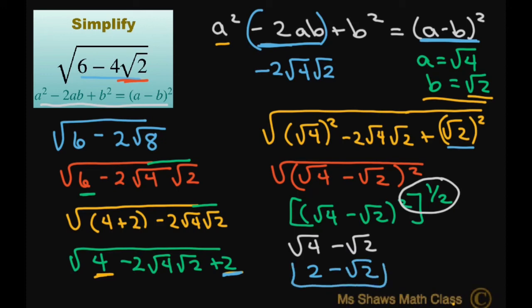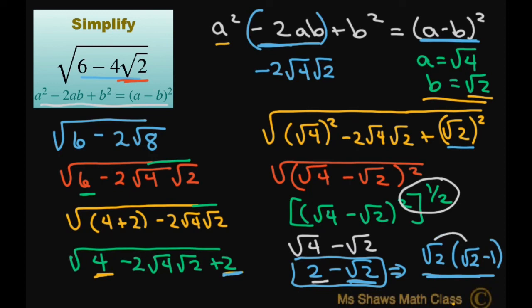Another way to write this is we can factor out a square root of 2. So you factor out a square root of 2, you can write this as square root of 2 times (square root of 2 minus 1). That's going to come in handy. Remember, when you multiply these two, you get back to 2. So either one of these answers is good.